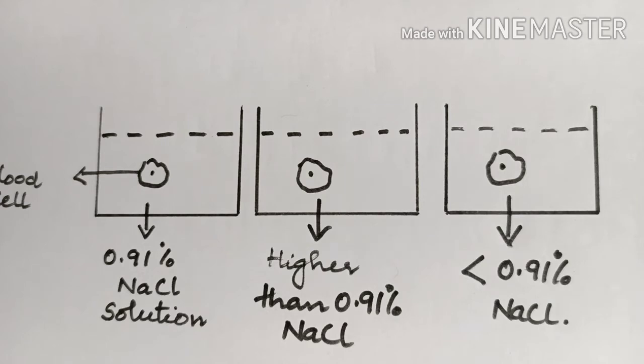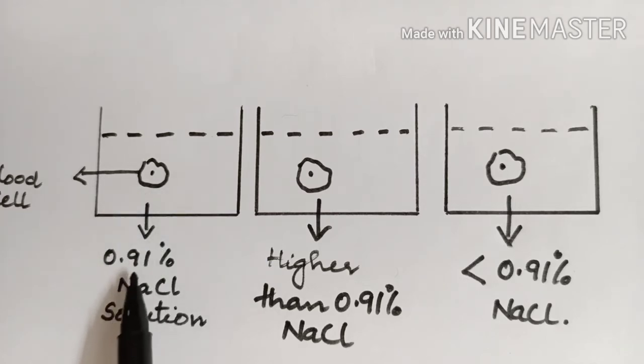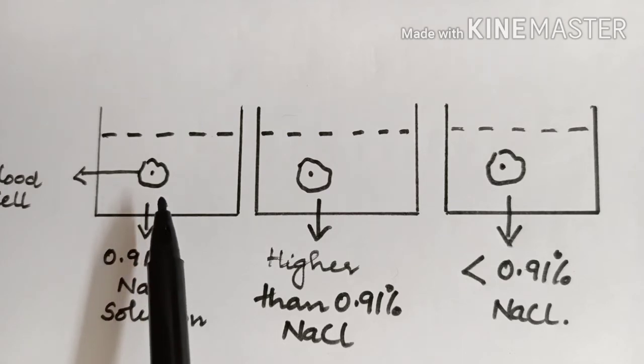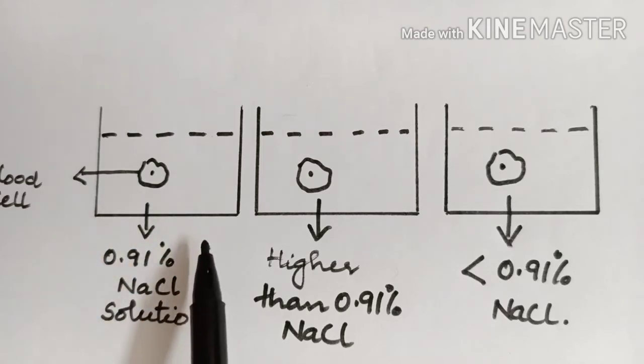We are going to discuss what happens to the blood cell when placed in different concentrations of sodium chloride. You know that blood cell has the same concentration as 0.91% sodium chloride. So you find that blood cell is isotonic with 0.91% sodium chloride. So whenever we place a blood cell in 0.91% sodium chloride solution, there will not be a change in the size of the cell because no osmosis occurs here.